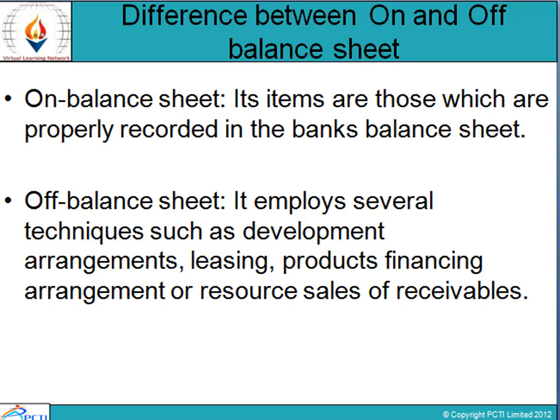Now when we say on balance sheet, it includes all those kinds of items which are properly recorded in the bank's balance sheet. Whereas off balance sheet items, this is a form of borrowing in which the obligation is basically not recorded on the borrower's financial statement. Now there are certain techniques which are employed, such as development arrangement or leasing techniques. There are techniques such as resource sale of receivables.